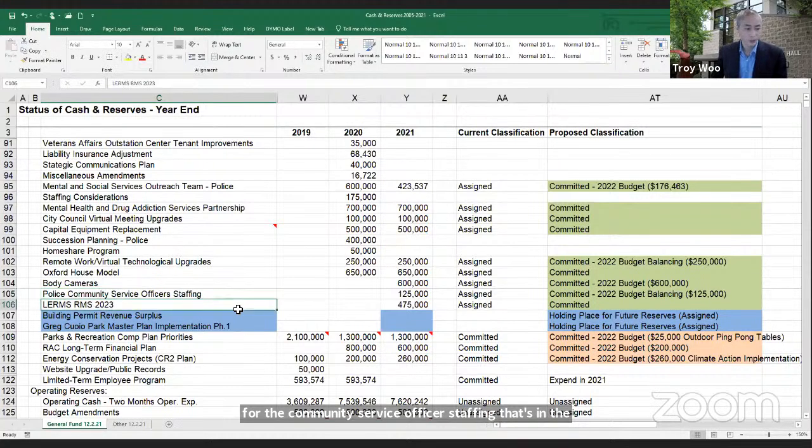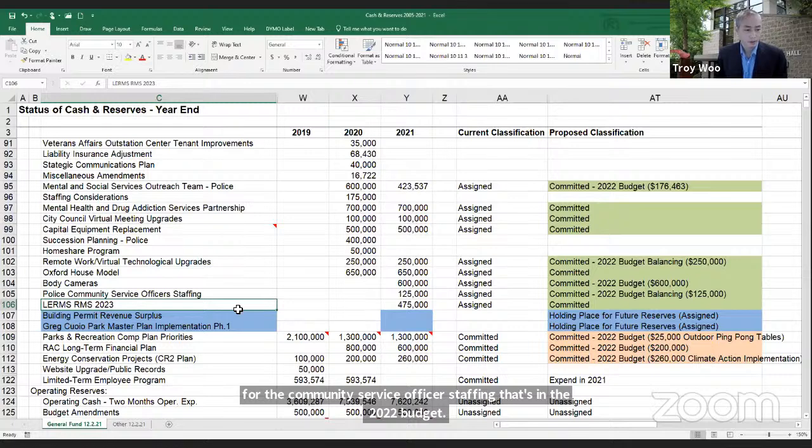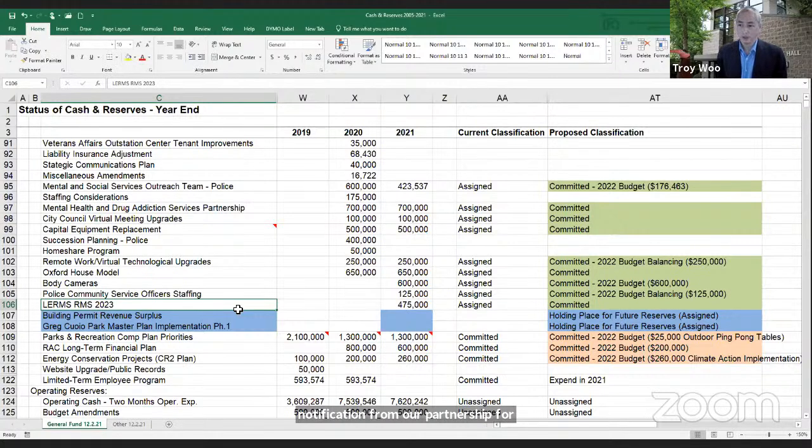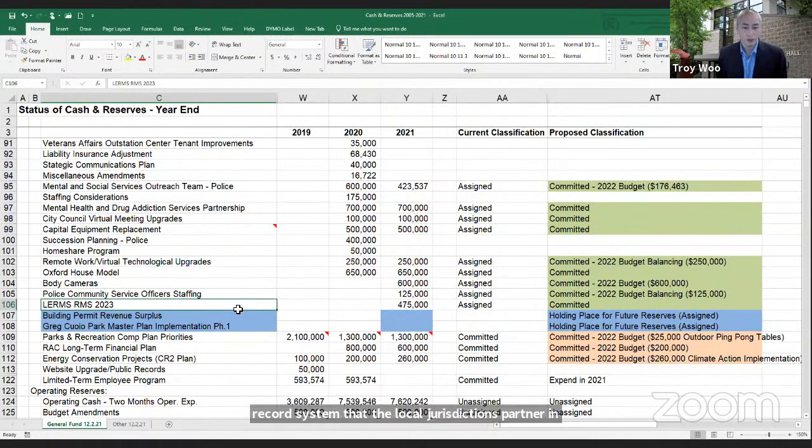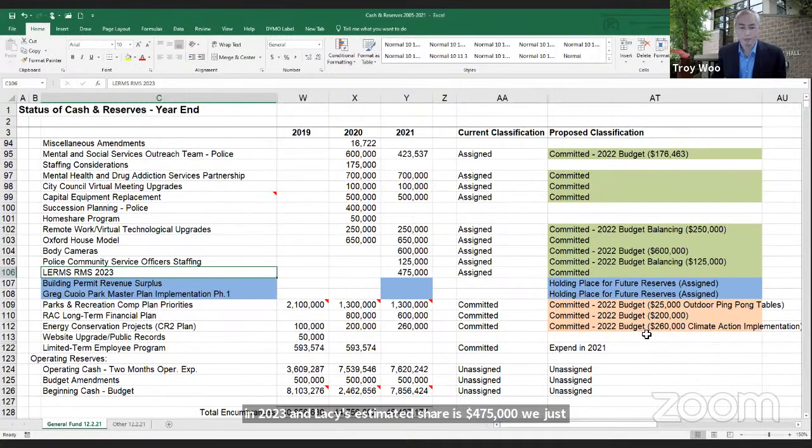A very recent notification from our partnership for our records management system. Of course, this is a record system that the local jurisdictions partner in. This is a police issue. So that system is slated for replacement in 2023, and Lacey's estimated share is $475,000. We just want to be in position for that.